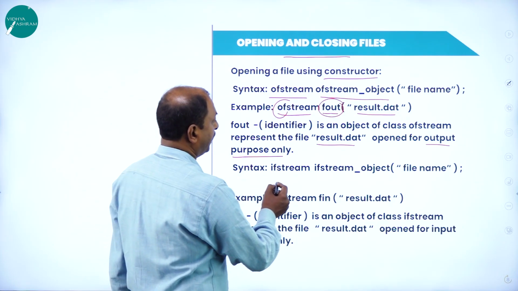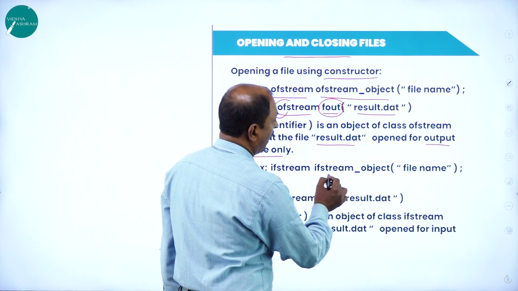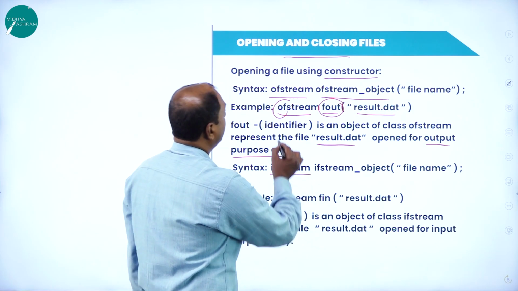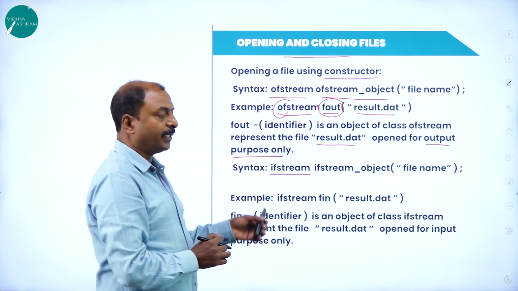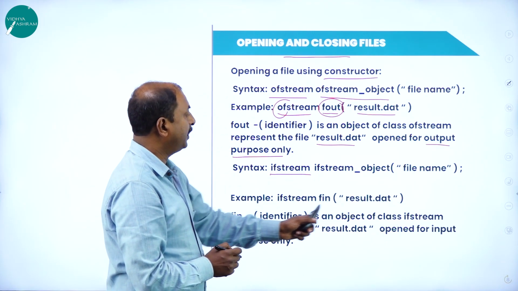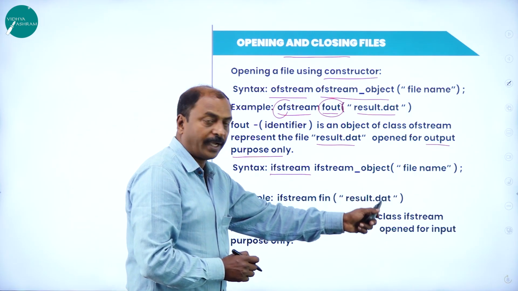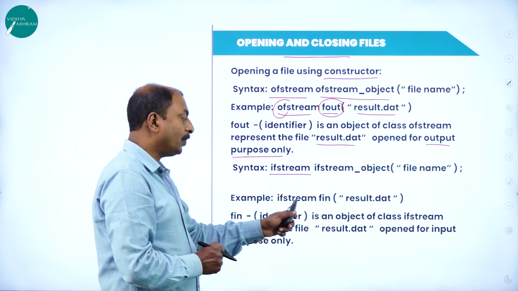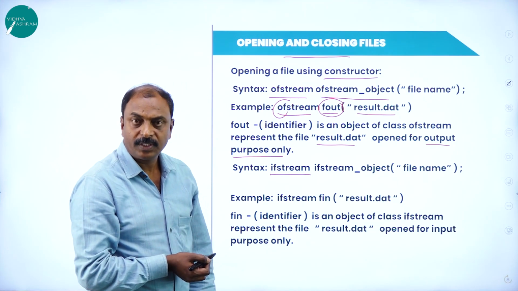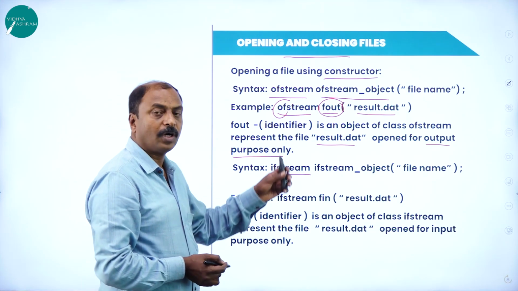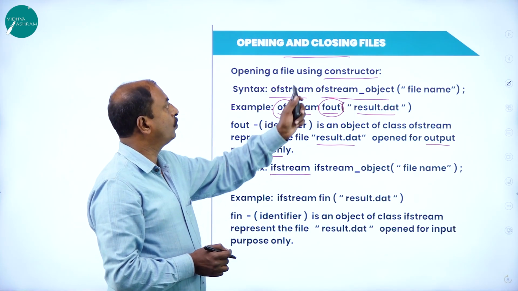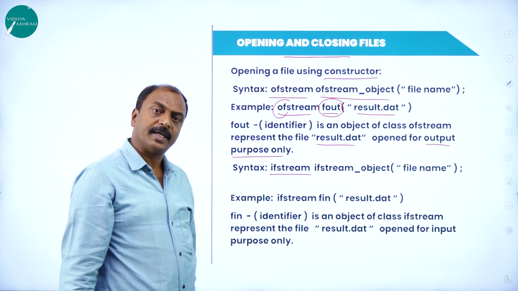Next example is ifstream object and file name. So here this is the ifstream class and earlier was the ofstream class. The difference is that here this file, for example result.dat, is opened in read mode only, because ifstream is a class that offers the read function. So it is an input operation. So these are the two different examples of opening a file using a constructor.